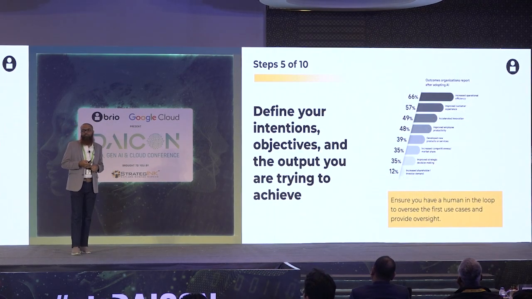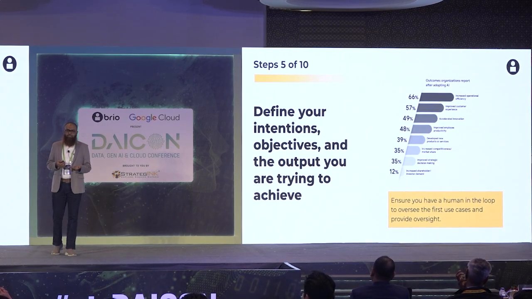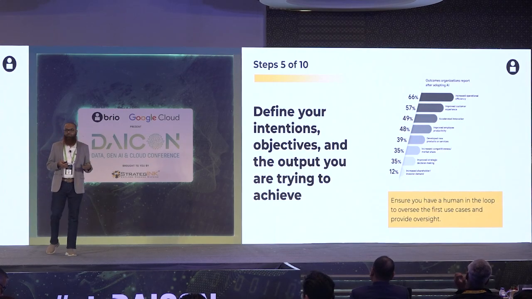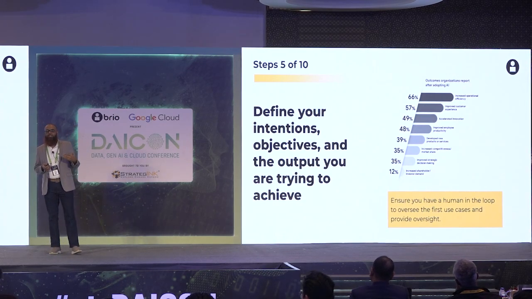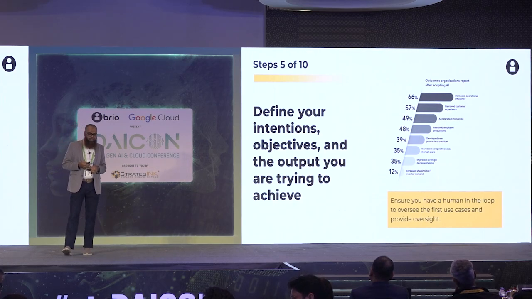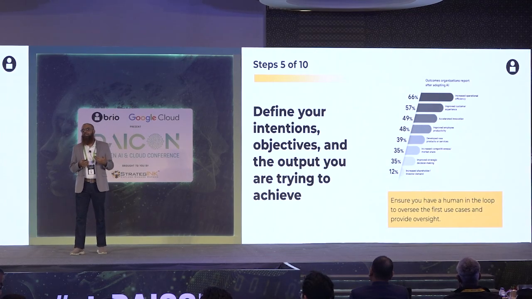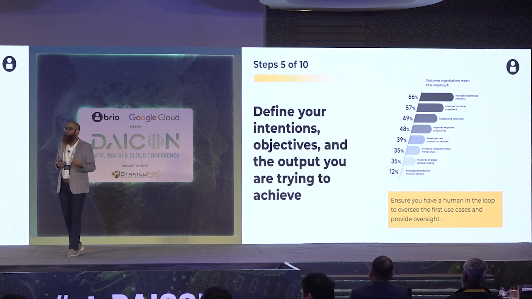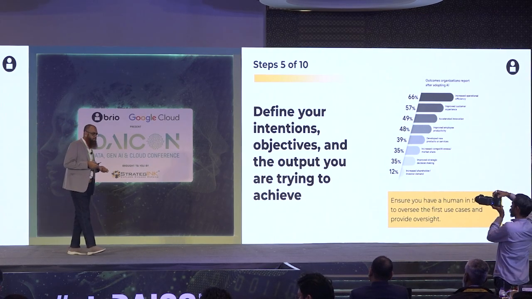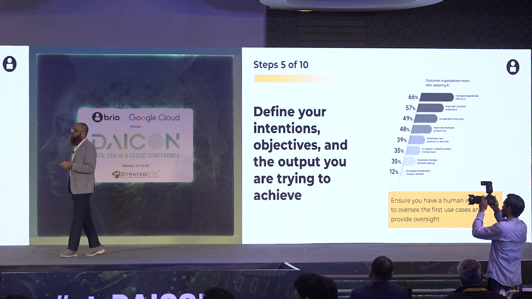Then it's very important for us to define our goals and objectives, because when we are not clear with what we are trying to achieve, no matter what we achieve, we may not be happy or we may go in another direction. So it's very important that we have the right objectives and define what we are expecting out of the use case which we are building. And I think what is more important here is that we need to have human intervention, that a human should oversee what is happening.